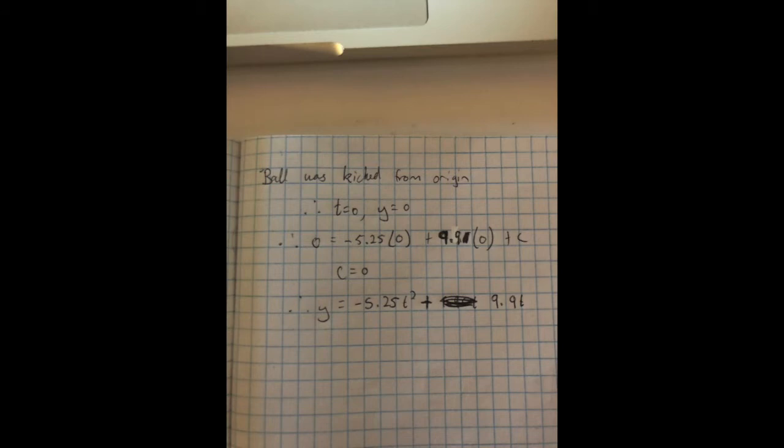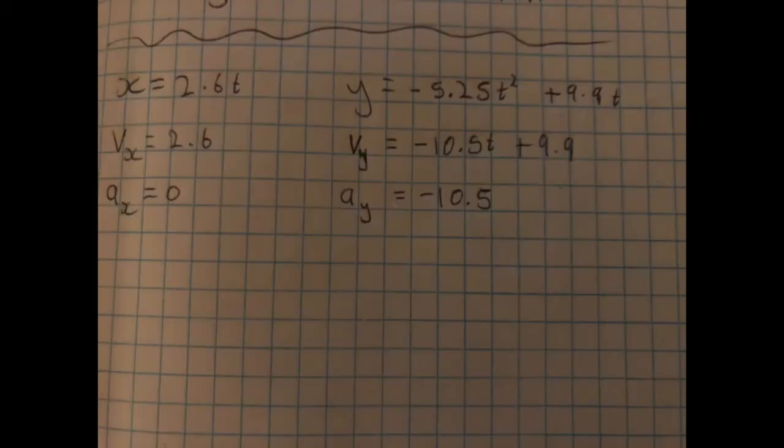However, because I kicked the ball from the origin, the starting points both horizontally and vertically end up being 0, which means I get a final equation of y equals negative 5.25t squared plus 9.9t. I graphed these equations separately, all as functions of time, on Desmos, so I could compare them to the automatically generated graphs that Tracker gives me.